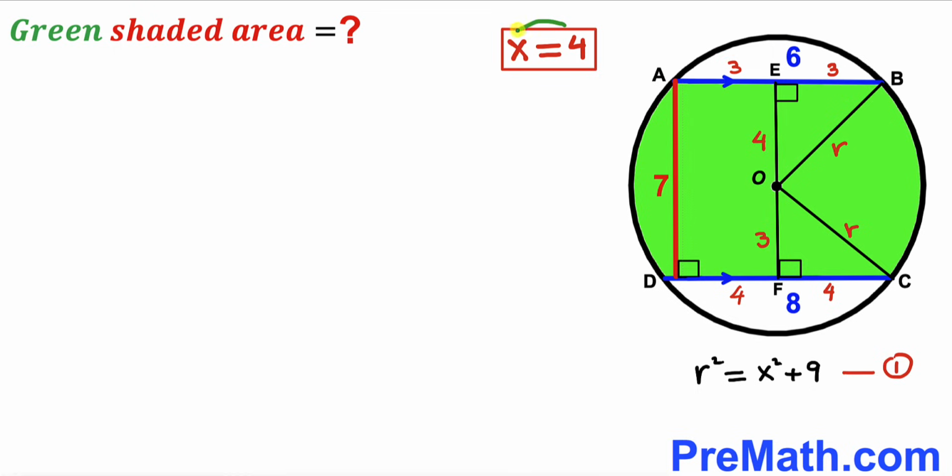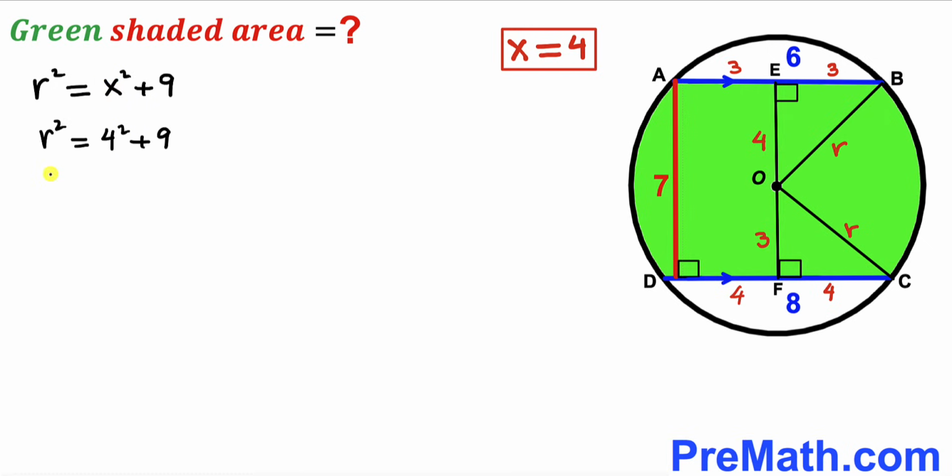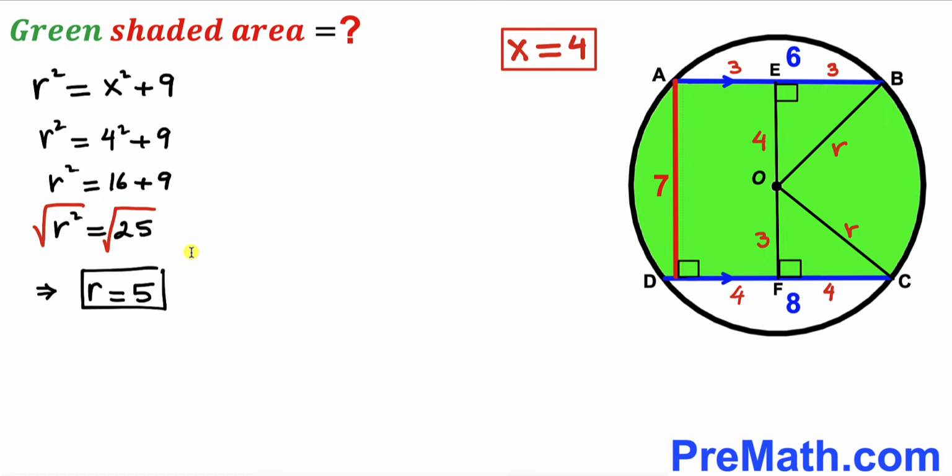And since our x value turns out to be 4, now let's focus on this equation 1. Here I have copied down equation 1, and I'm going to replace x with 4. So r square equals 16 plus 9, r square equals 25. Now I'm going to undo this square by taking the square root on both sides. Therefore our radius, lowercase r, simply turns out to be 5 units. Thus this radius r value is 5. Likewise, this r value is 5 as well.